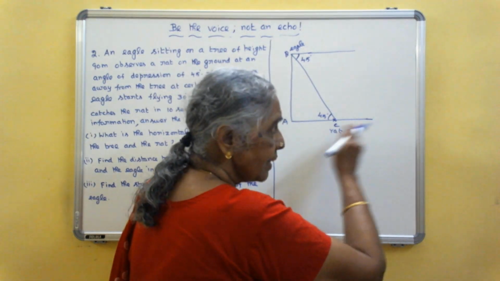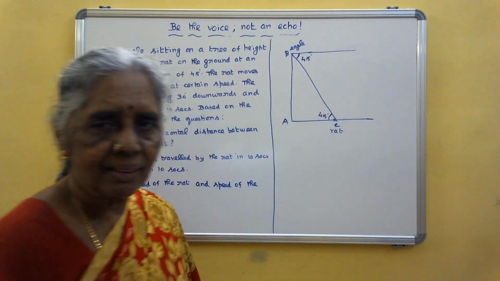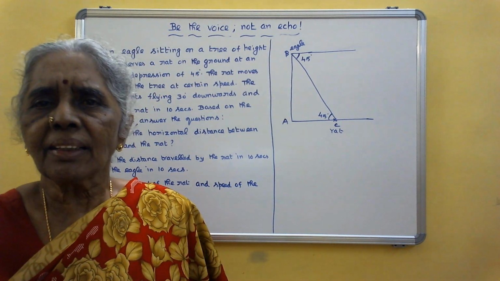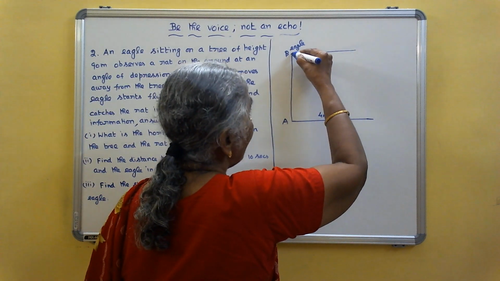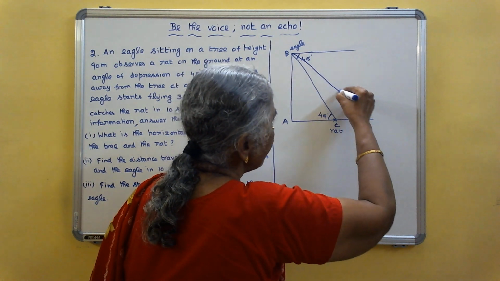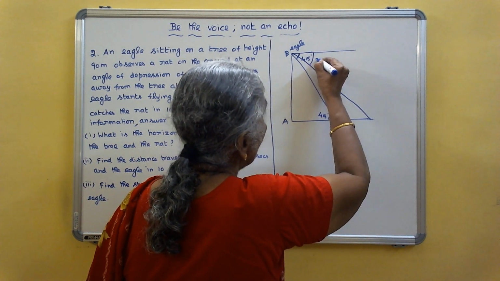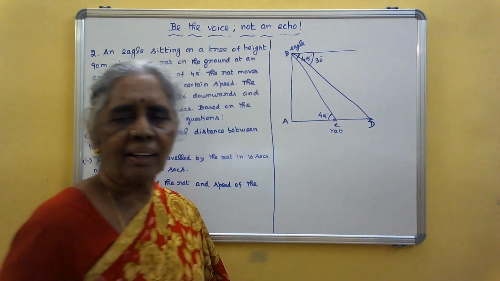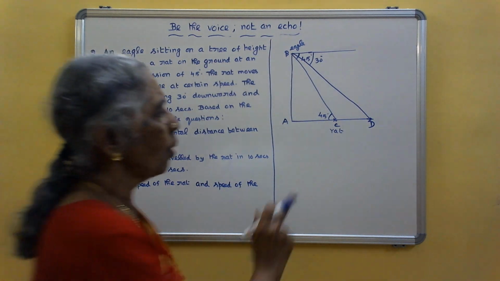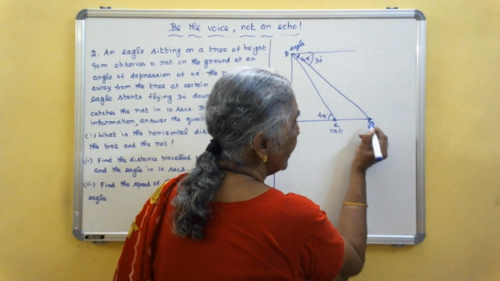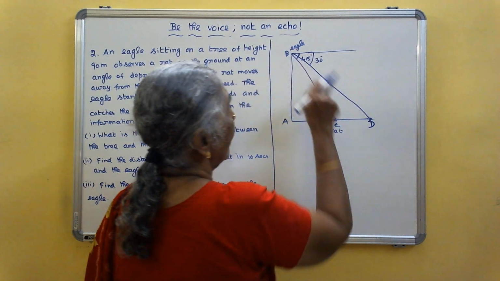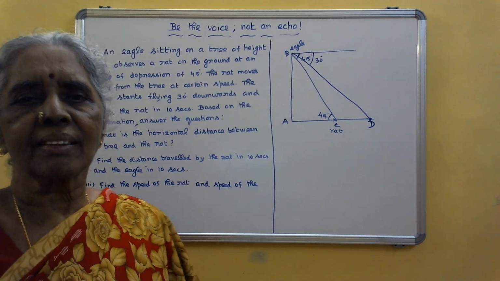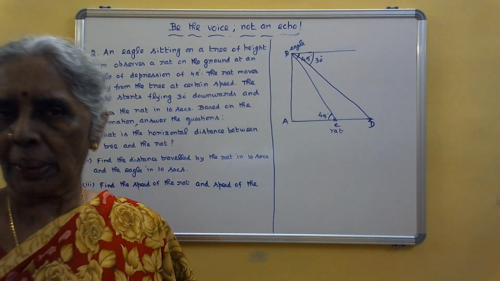Now, but it is just going. But what happens is the eagle flies 30 degrees downwards. That means it starts like this. So this is now 30 degrees and it catches the rat in 10 seconds. So now it catches it at this point D. So at this point, the eagle is catching the rat. It travels for 10 seconds. That's all. It catches the rat. This is the situation given.